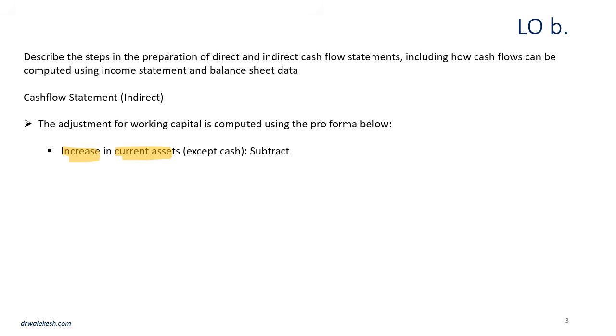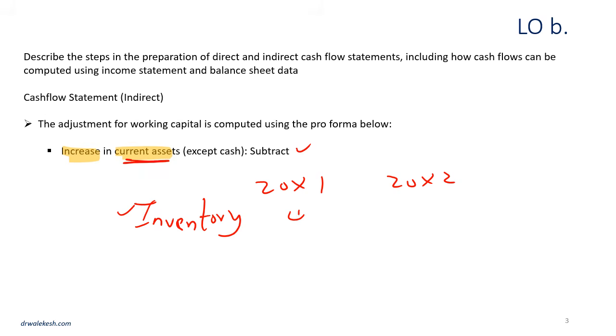Increase in current assets will be deducted. To make sense out of this, let us look at this example. Imagine we have inventory. Recall that inventory is a current asset. We have, let's say, inventory of $40 in 20x1 and inventory of $70 in 20x2.